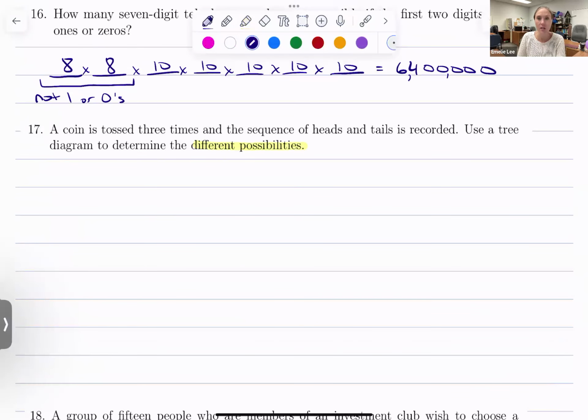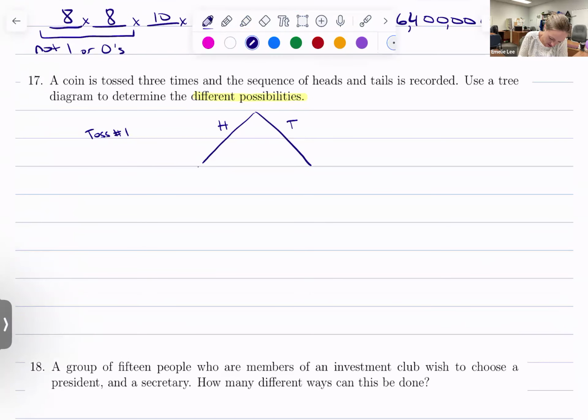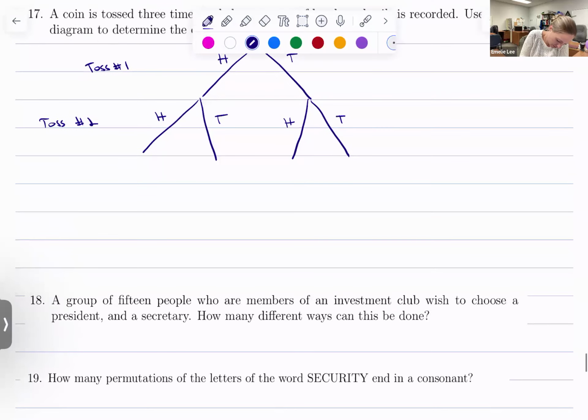So I toss a coin 3 times, and I have heads or tails, so this is toss number 1. And it doesn't matter what happened on the first toss. For toss number 2, I could have heads or tails. And for toss number 3, again, I could have heads or tails.